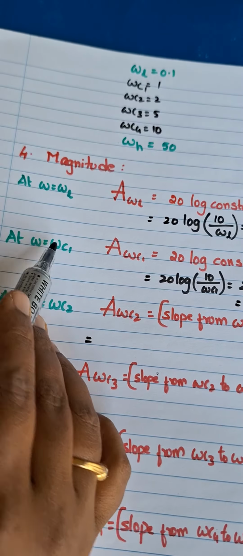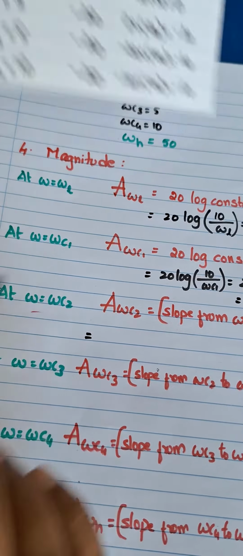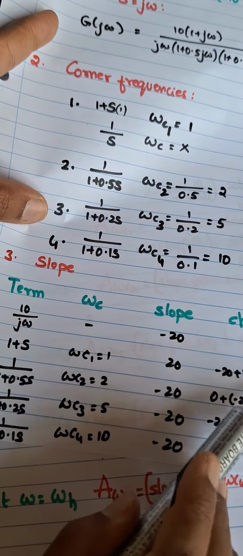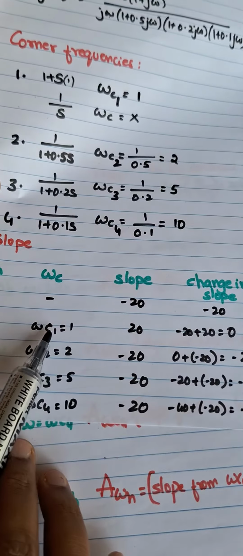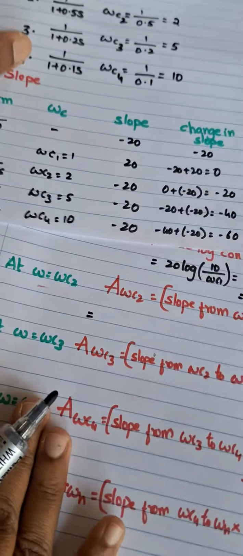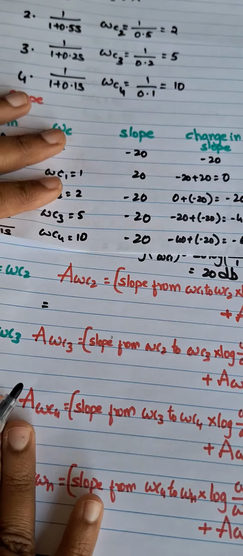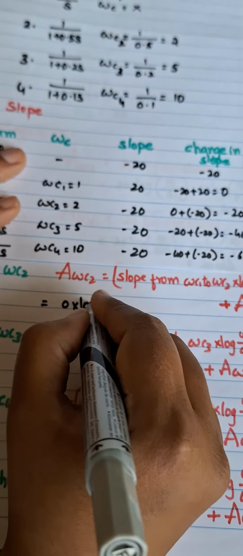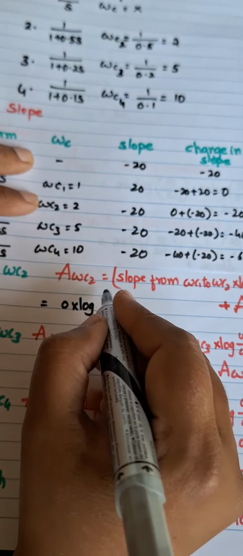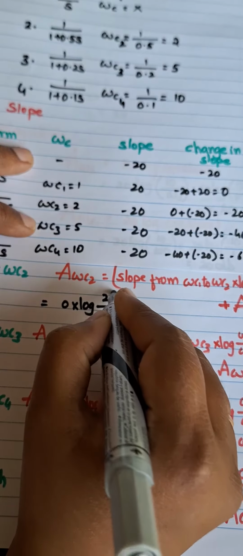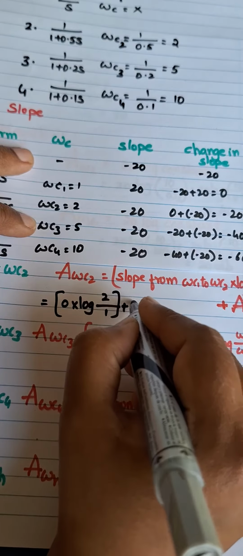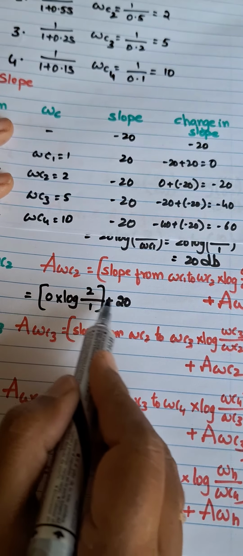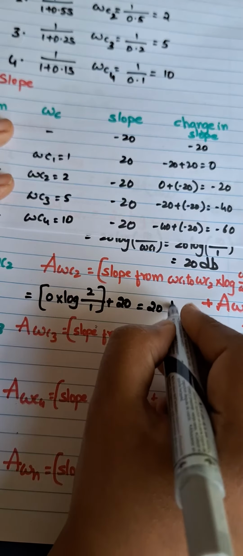Now here, what is this saying? Slope from C1 to C2, meaning slope from C1. So at omega C1, what is our slope? 0 is our slope, right? So slope is 0 into log of omega C2, which is 2, by omega C1, which is 1, plus previous value, which is 20. So 0 into something will be 0. So the answer will be 20 decibels.